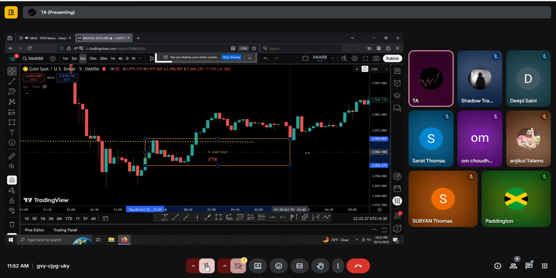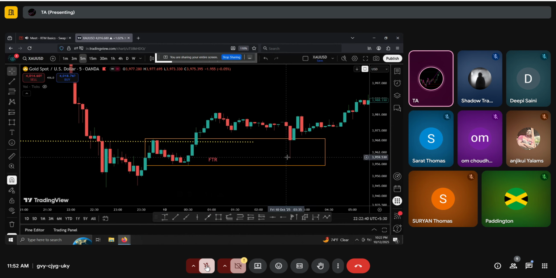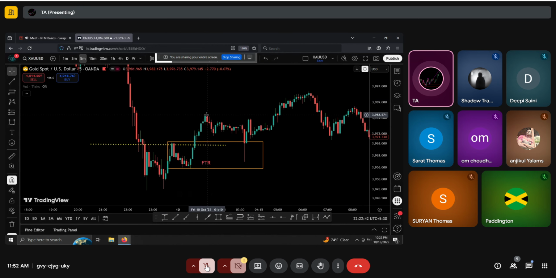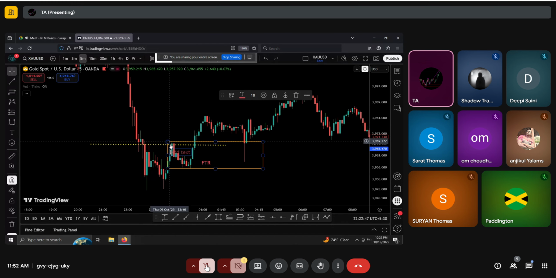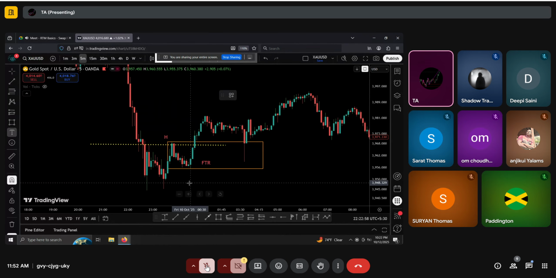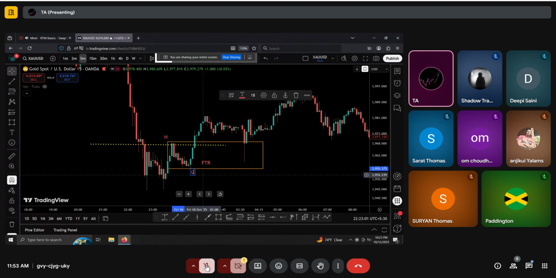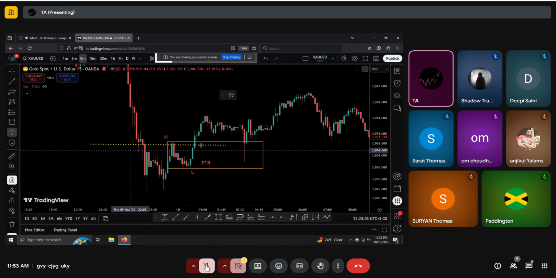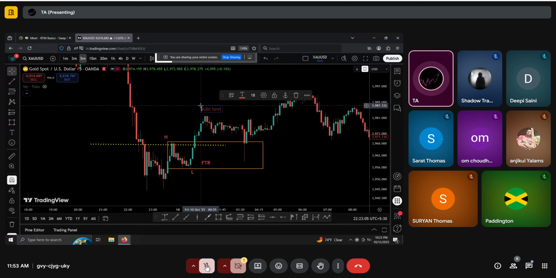Price goes up again and came down here, goes up again. This was our high here, right? High was created. This one was our low or support. And what happened here? This was our higher high created. When this higher high created, our FTR is confirmed.